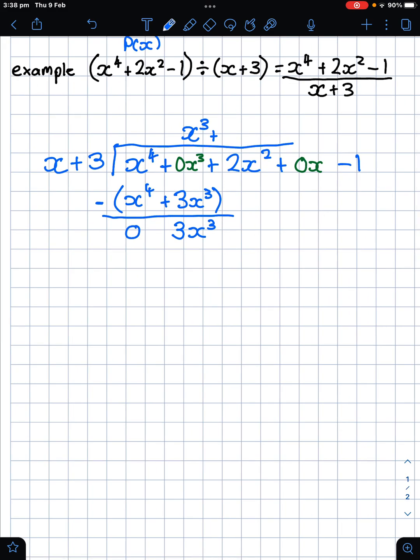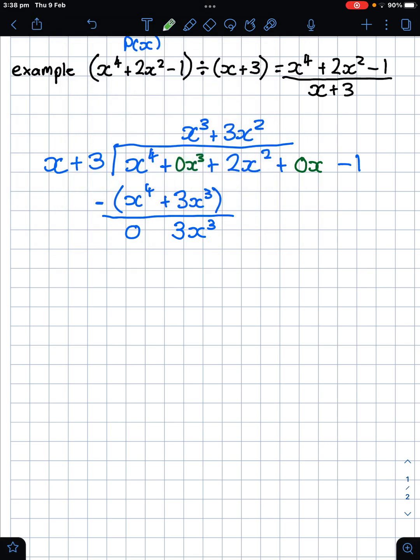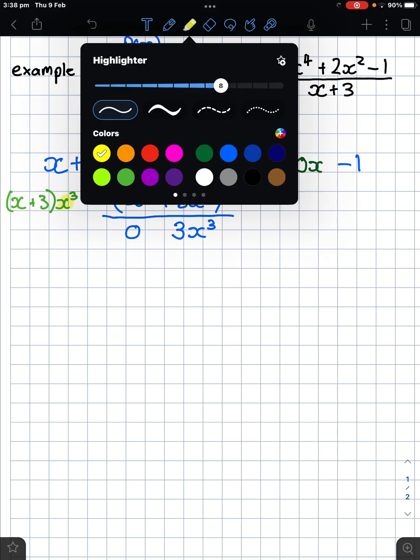Now we're going to look at our next term. We've got 3x cubed here, so x times what is going to give me 3x cubed? Well, it's going to be 3x squared. I'm going to change colour, maybe I'll use this light green. Here, to get this term beside it, we did x plus 3, which is our divisor, times x cubed, which was the number we got at the top here. That relates to this one here.